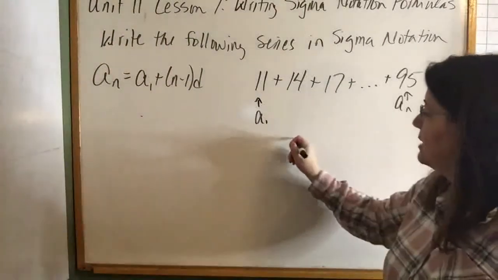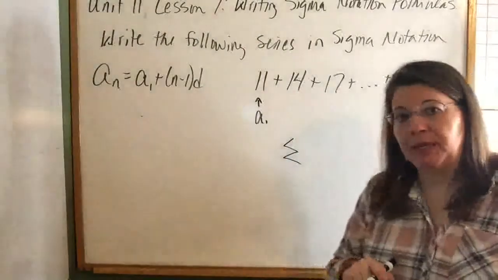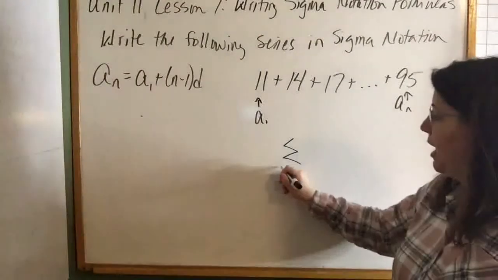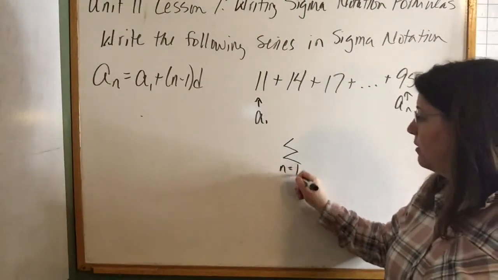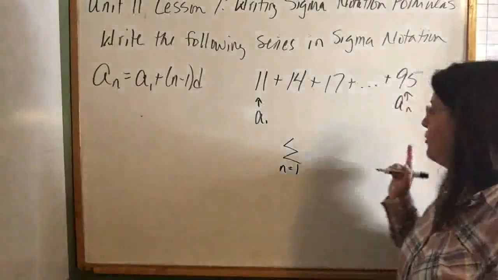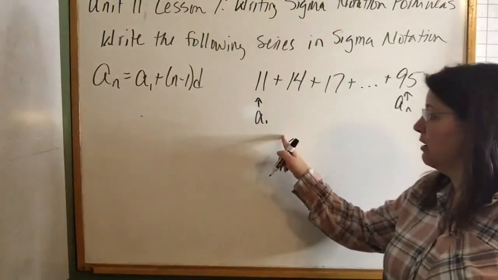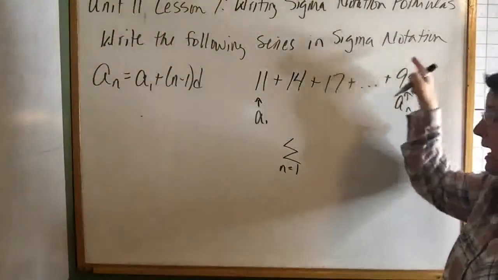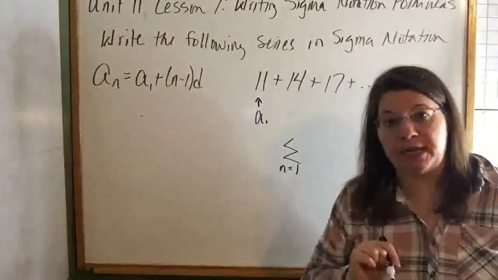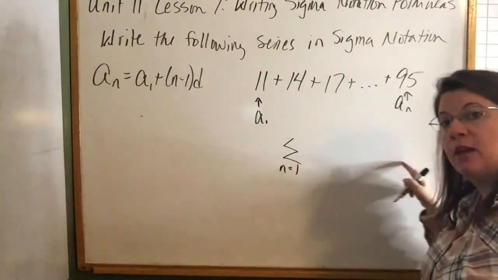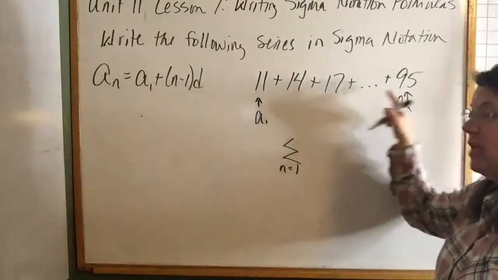I'm going to write my sigma. Whenever I write a sigma notation, I always, on the bottom, start with my first term being n equals 1. My last term, or the number that goes up here, I will find using what they gave me for the nth term. We'll talk about that in just a minute. This right here will be the formula for a sub n of the sequence that we have here.